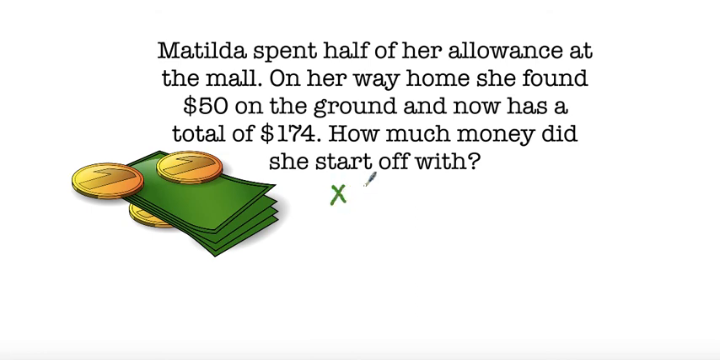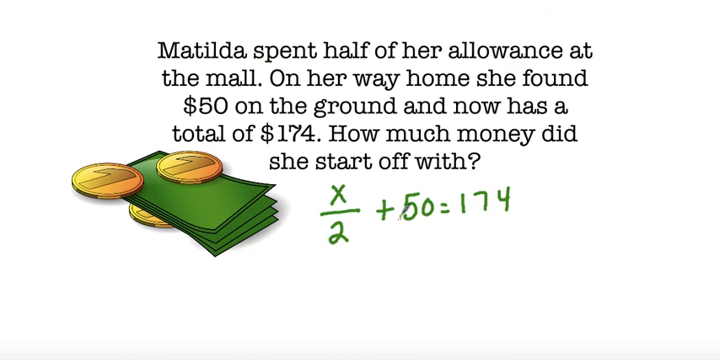And she spent half of her money, so we're going to divide the amount of money she has by 2. And then on her way home, she found $50. So after she divided her money in half, she found $50 and she now has $174. So here again, we're going to isolate our x and try to get it by itself.